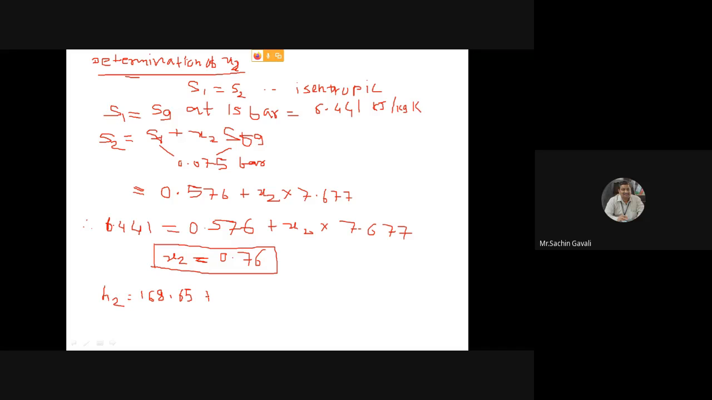Plus x2 into HFG 2406.2, and now you put x2 is equal to this value. What value are we getting for h2?